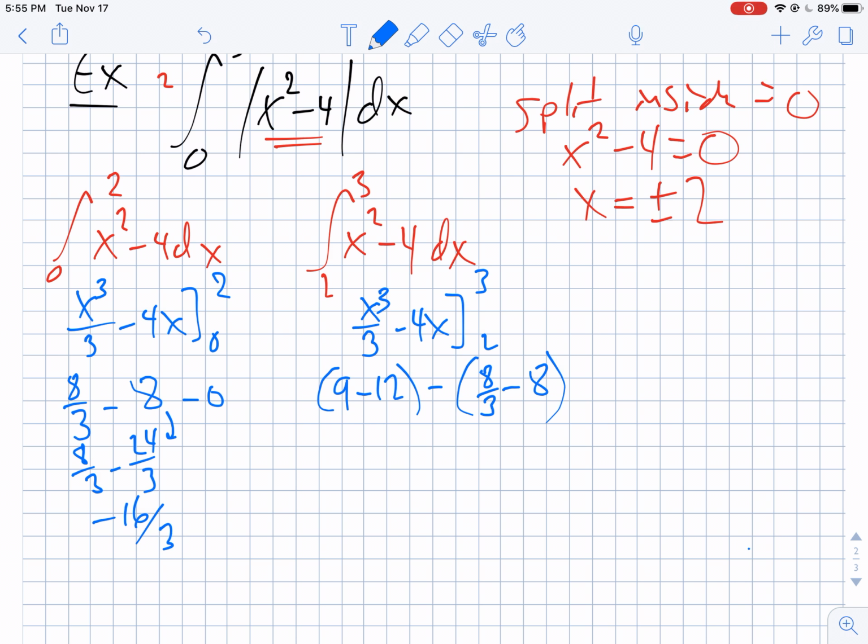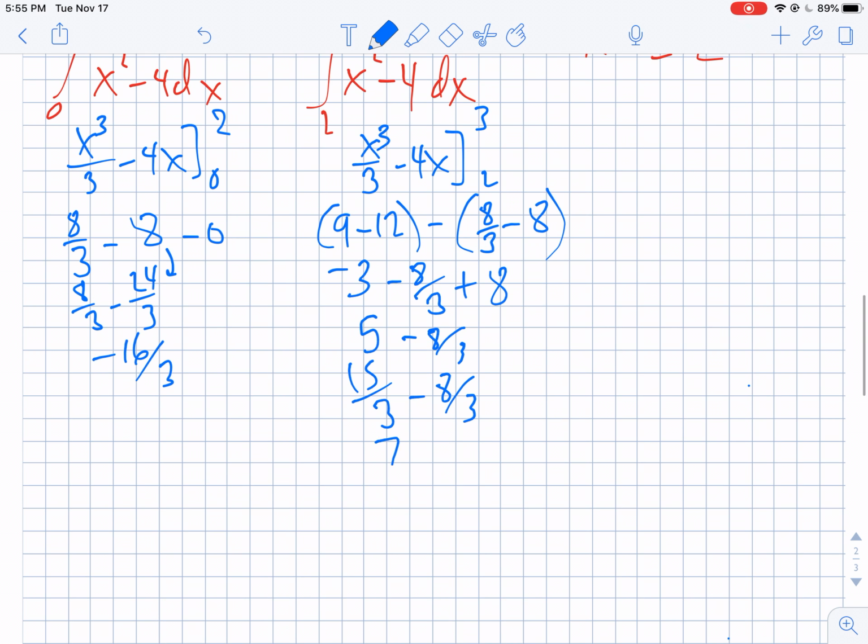So as we go ahead and plug this in, we'll have -3 minus 8/3 plus 8. So that'll be 5 minus 8/3. So that's 15/3 minus 8/3. So that, of course, is 7/3. Okay. So those are my two integrals.